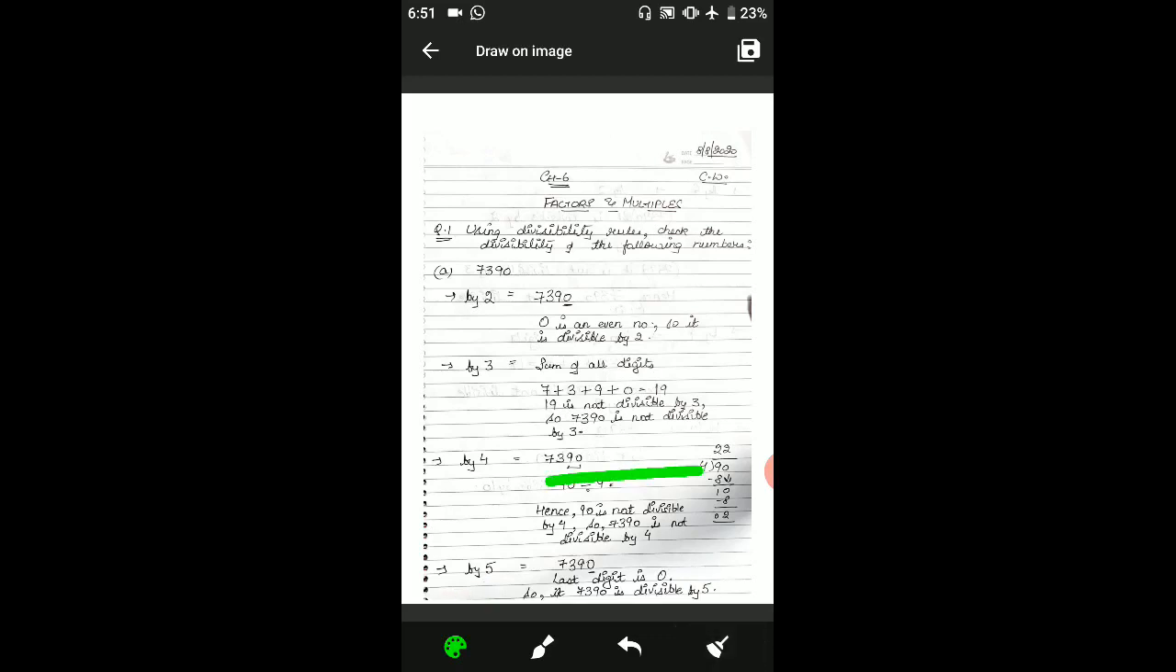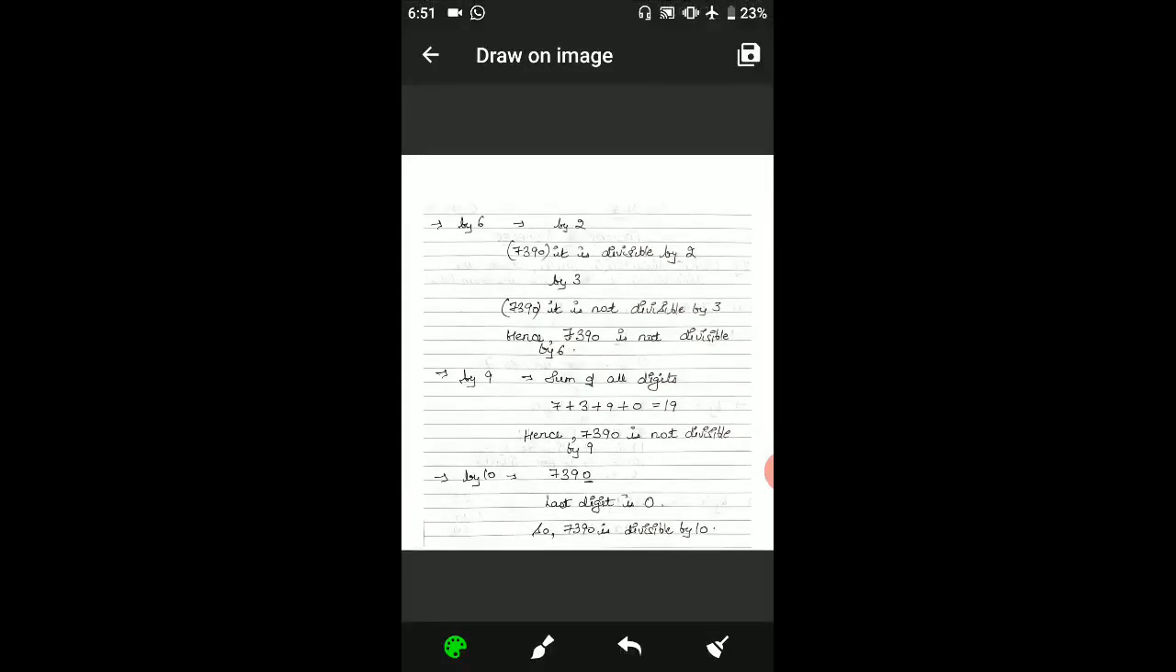Clear? Now we do this number by 6. By 6, you have to check its divisibility by 2 and also by 3. For 2, you have to see the last number. The last number is 0, so you can say that it is divisible by 2. You can see its divisibility by 2 and 3 from the above, and write it as it is. 7390 is not divisible by 3, you will write as it is. Hence 7390 is not divisible by 6.